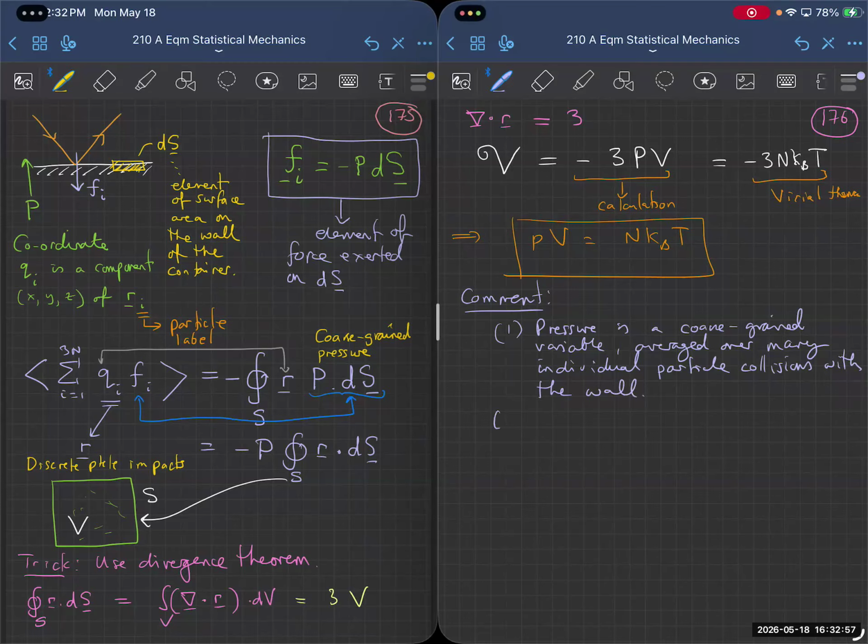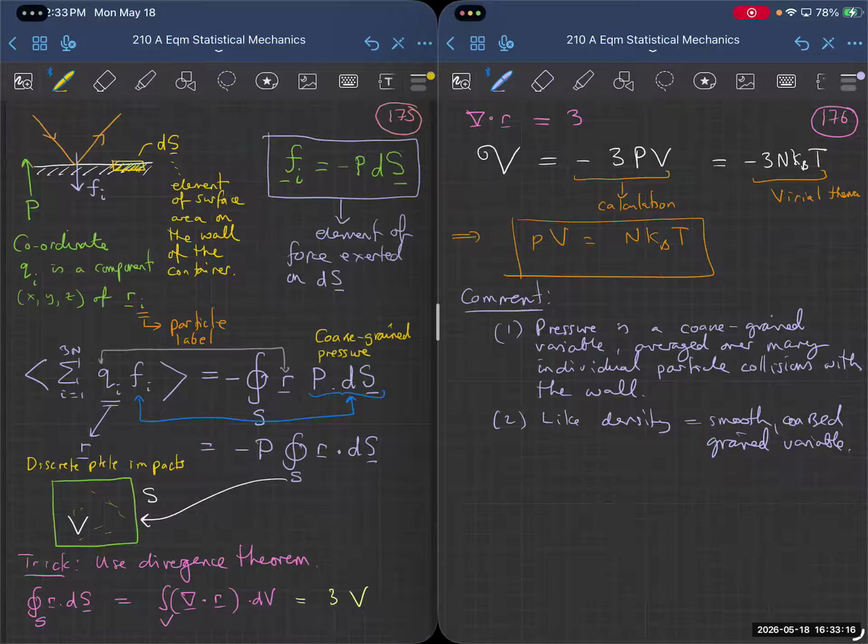So in that respect, it's sort of like the density being a smooth coarse-grained variable, as we discussed at the beginning of the class. Okay, so did I answer your question? Yep, okay. All right, so now so that's great.